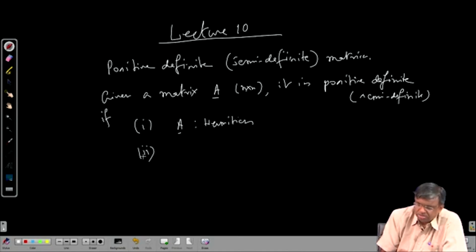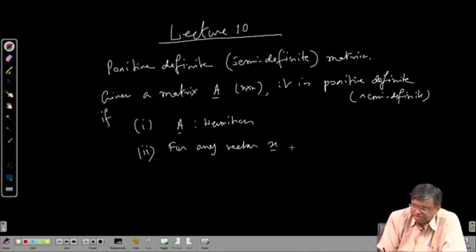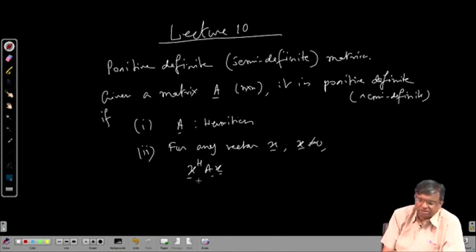Number 2, for any vector x where x is non-zero, this thing x h a x, and remember in one of the previous classes I showed that even if A is complex, A has complex entries, x has complex entries, this is a scalar which is real. Matrix into column vector is a column vector, this is row, row into column is a scalar, and this is a real number. This I have shown.